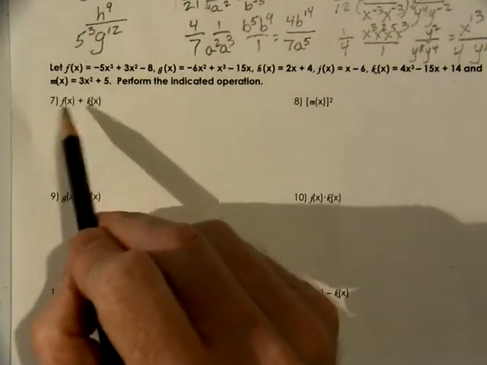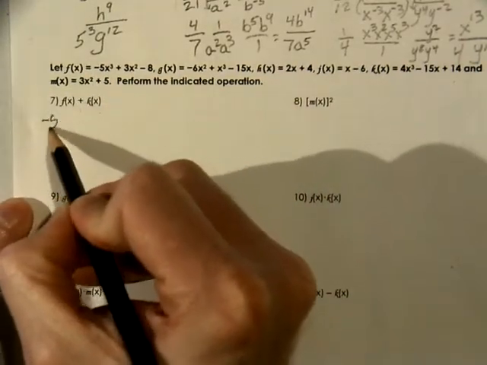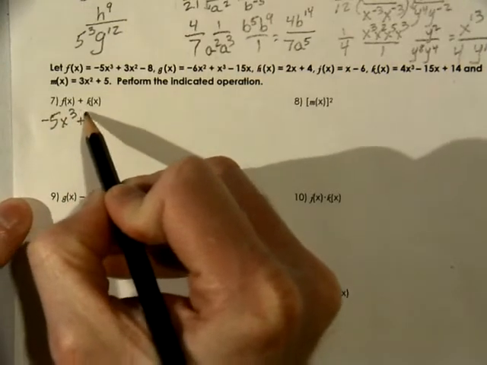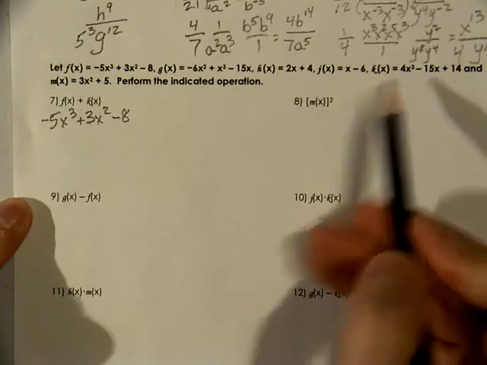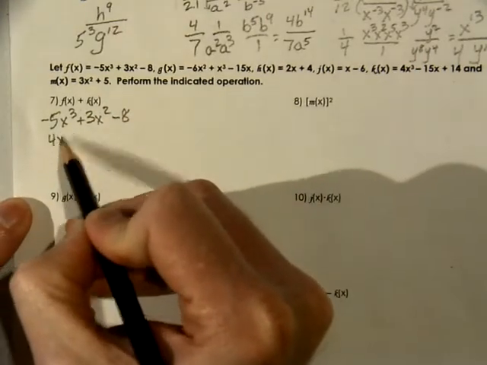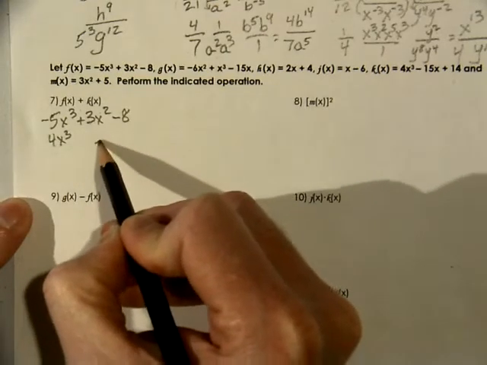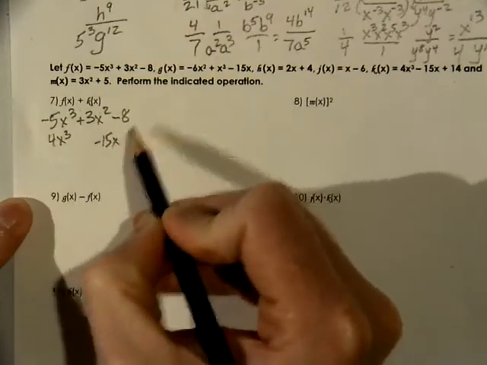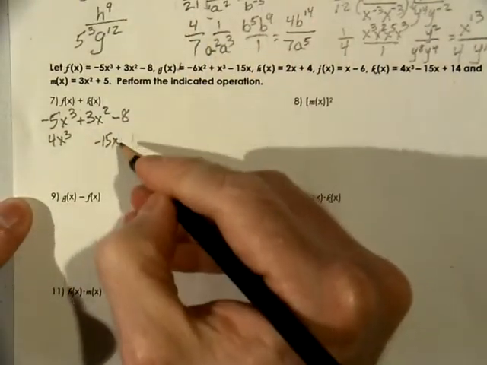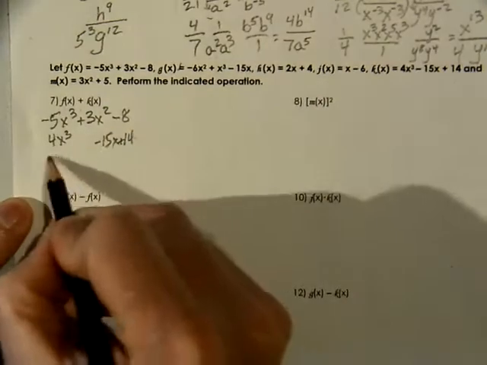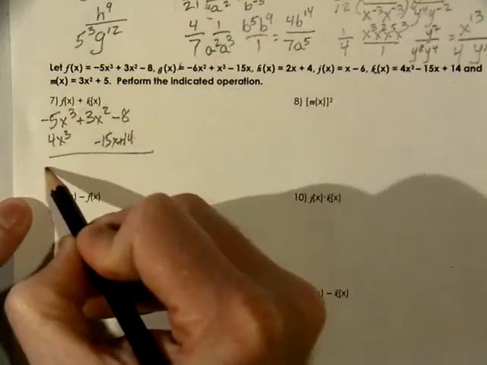Here we're going to add 2 different polynomials together. So the f function is negative 5x cubed plus 3x squared minus 8. The k function has a 4x cubed and negative 15x and a plus 14. So I just tried to line them up the best I could in terms of their like terms.